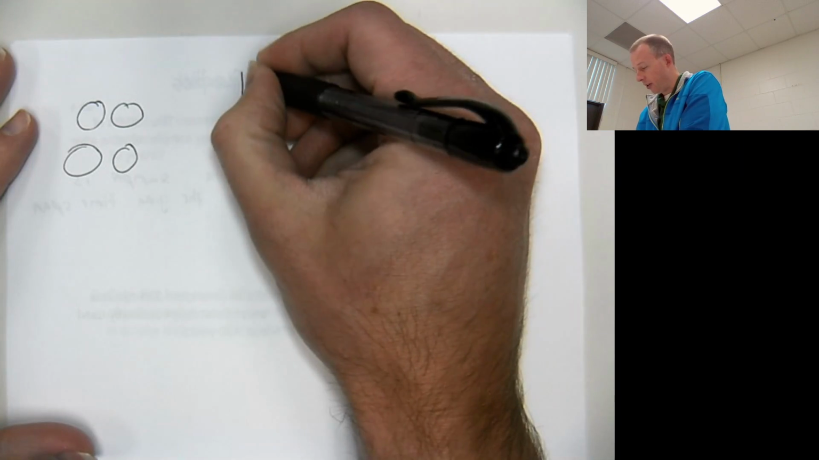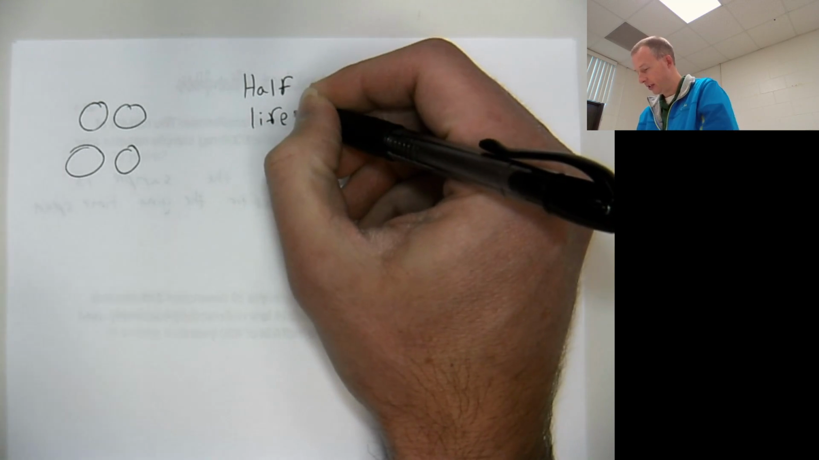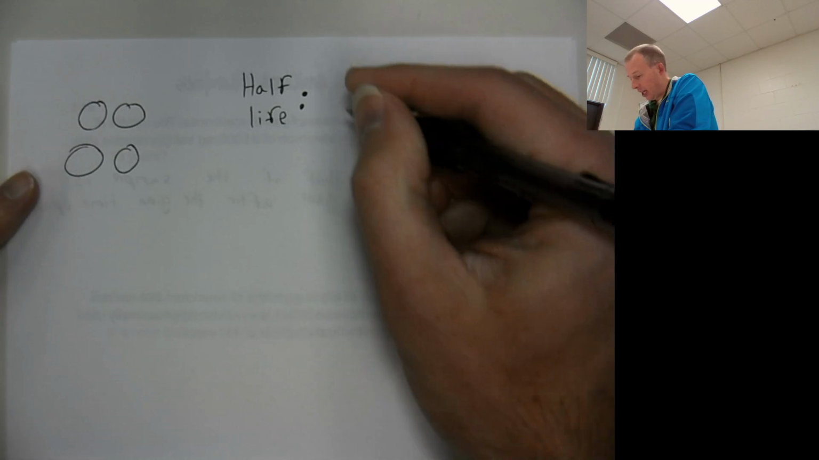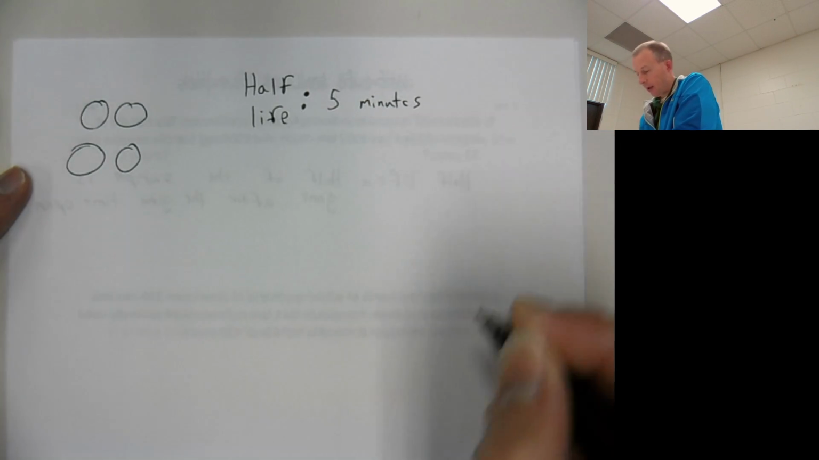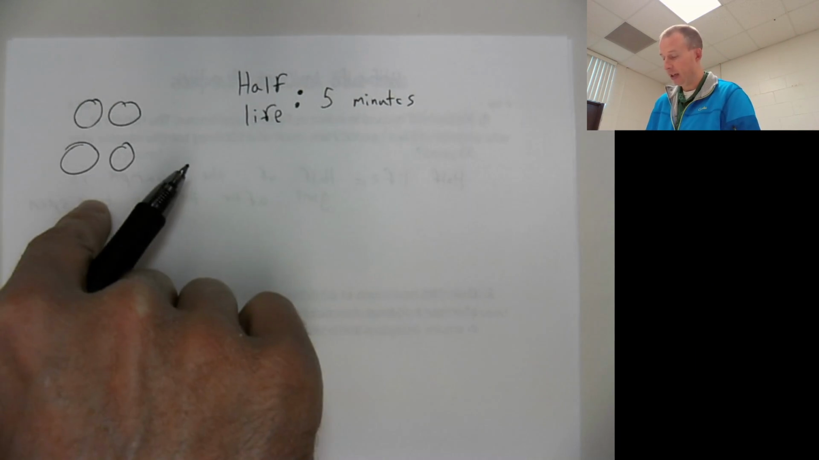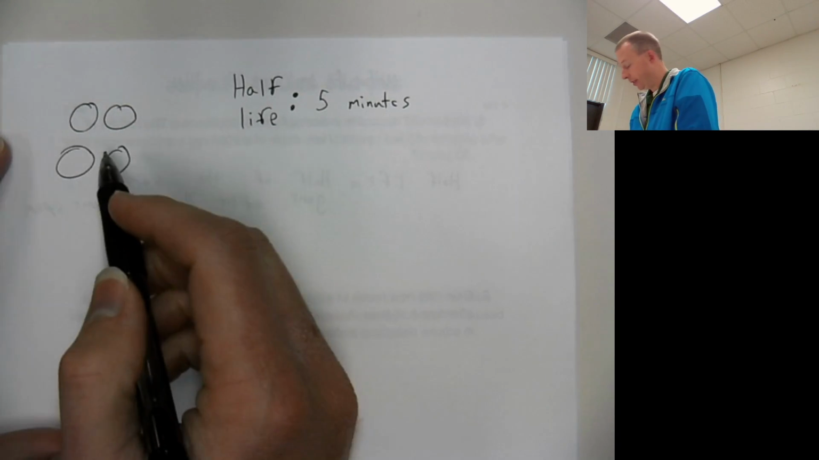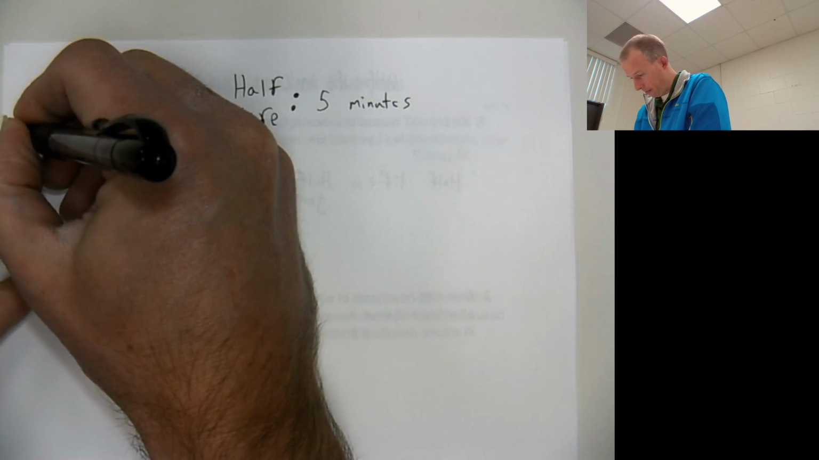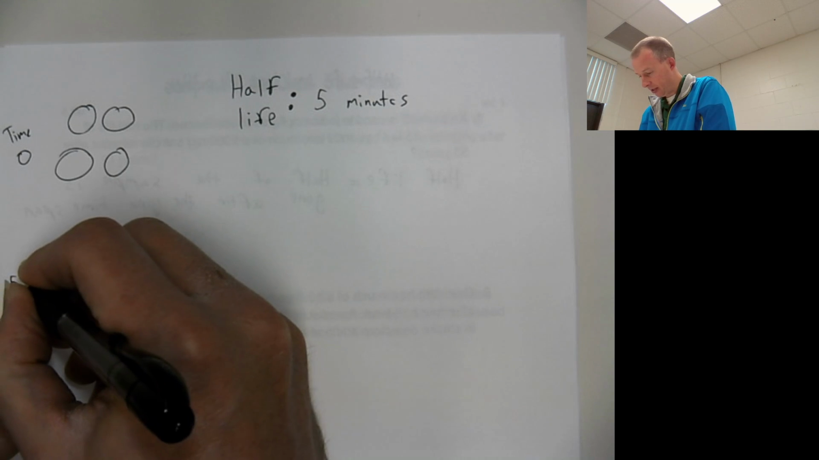Let's say our half-life of this isotope right here is, let's say it's got a half-life of 5 minutes. That means every 5 minutes, half of our current sample will decay and will be gone. So let's say this is our time 0. All right. So now let's say 5 minutes have passed.